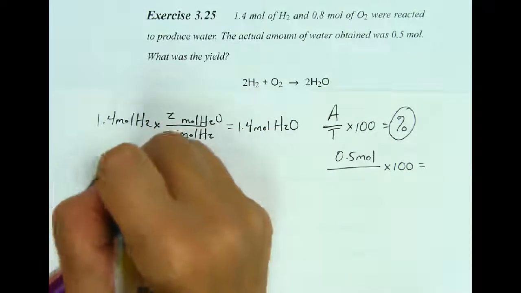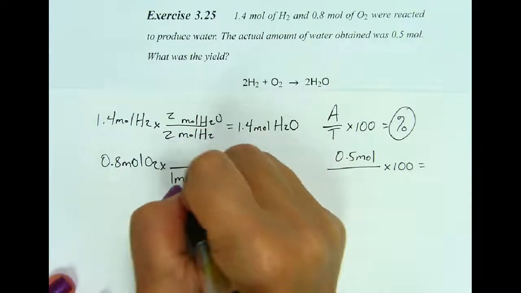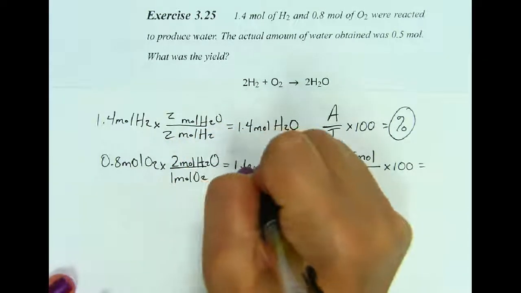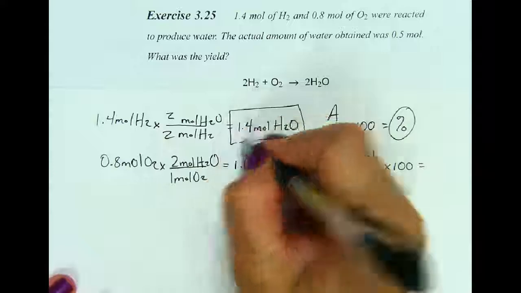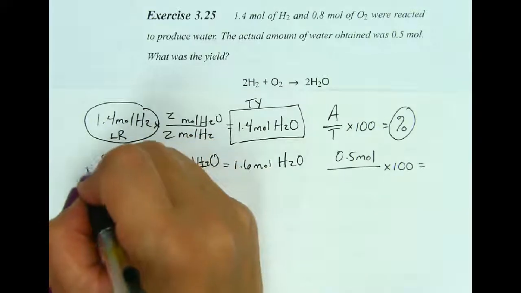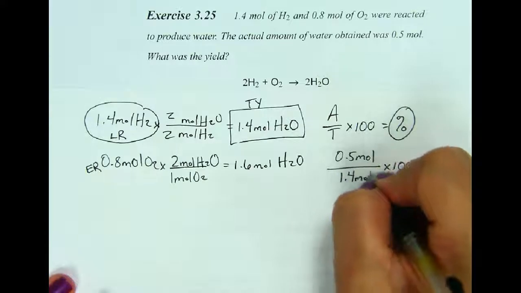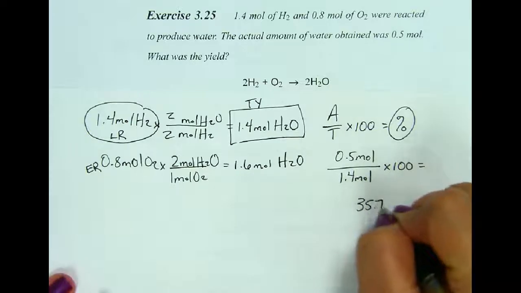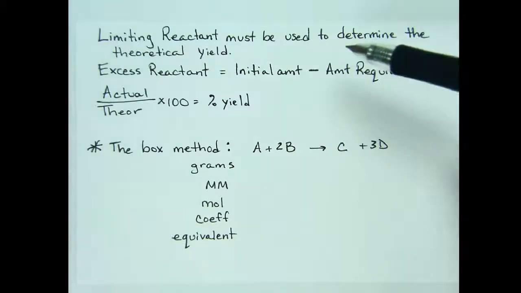If I use the oxygen, 0.8 moles of oxygen, there is a 1-to-2 ratio of oxygen to water, and so this gives me 1.6 moles of water. Remember, the smaller of the two is the true theoretical yield, and what we use to get that is my limiting reactant, which makes this one my excess reactant. So 1.4 is the theoretical yield, and when you do 0.5 divided by 1.4 times 100, you get a yield of 35.7%. So the limiting reactant is what you have to use to determine the theoretical yield.